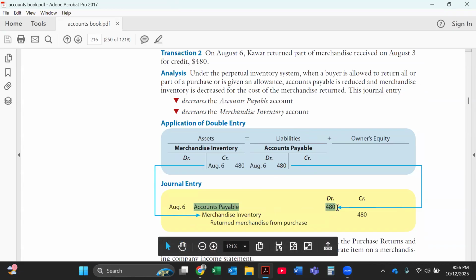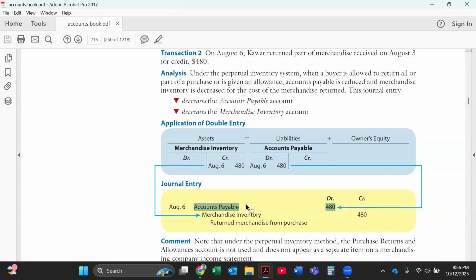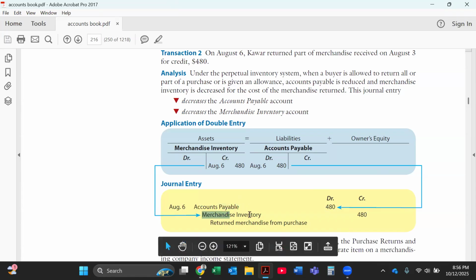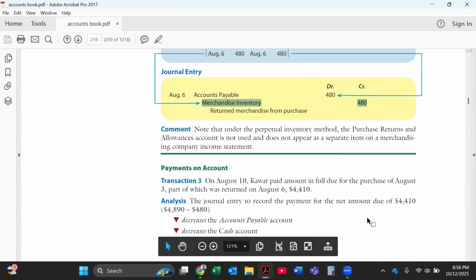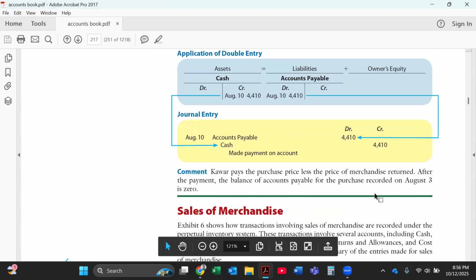If I give you back something that I bought on credit, that means I don't have to pay for that anymore. If I don't have to pay for it, it's not considered accounts payable. We have to reverse it out. Same thing with merchandise inventory. Merchandise inventory is returned. Therefore, I need to take it out of my inventory balance because it's not there. I don't have it anymore. Payment on account is the same concept. We make it a payment on accounts payable.